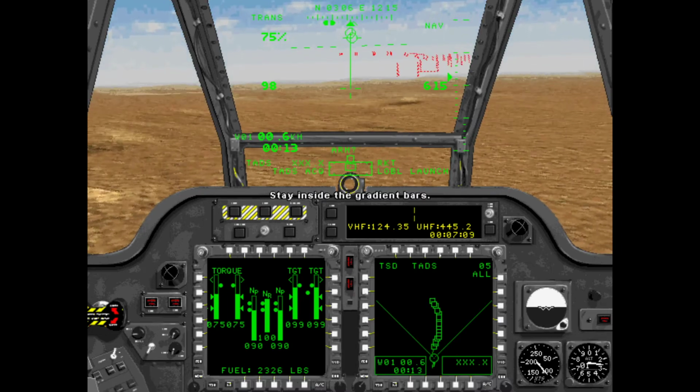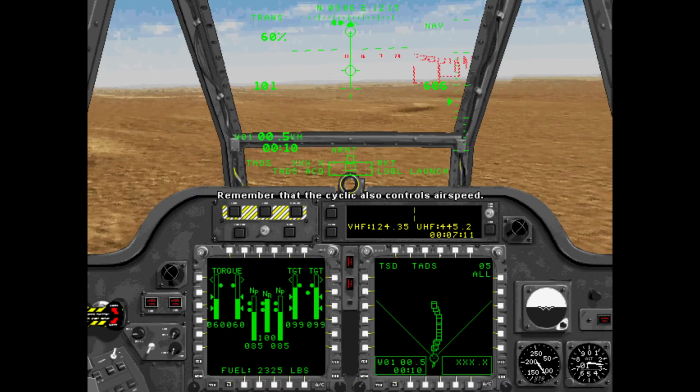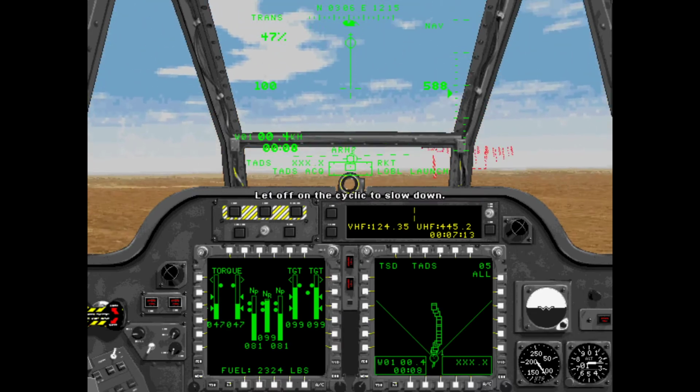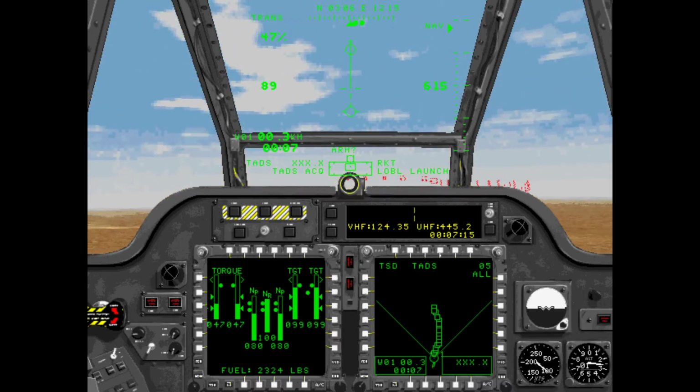Stay inside the gradient bars. Remember that the cyclic also controls airspeed. Let off on the cyclic to slow down.